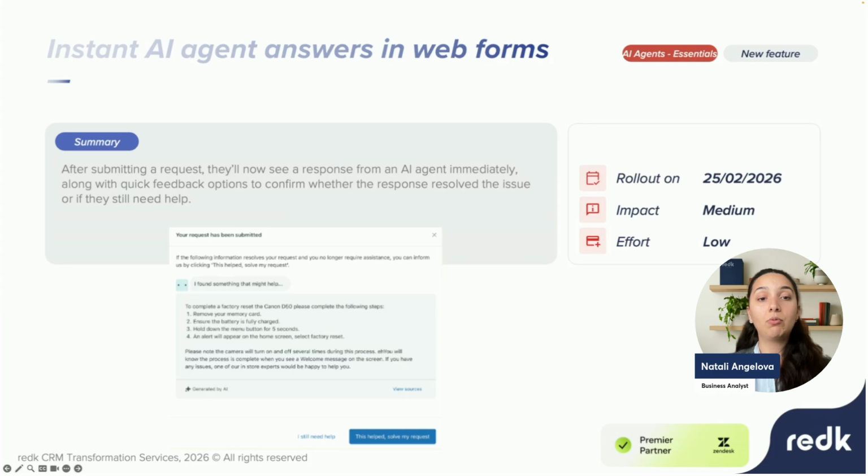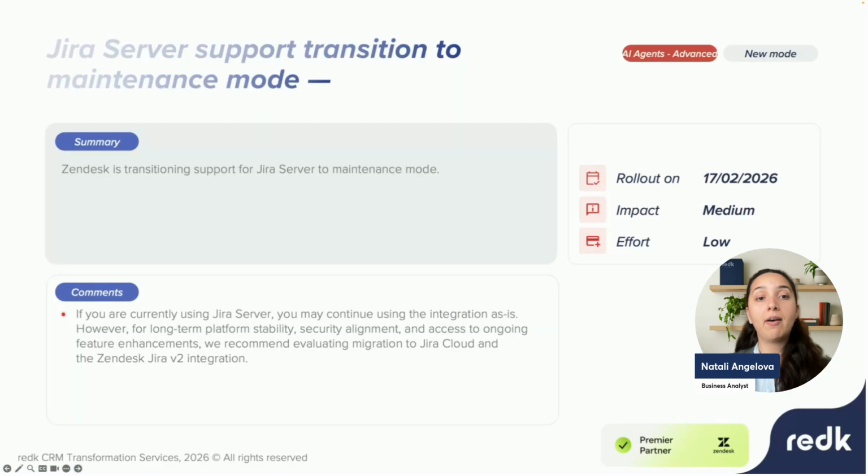And with this one, we are moving to development where we have the last announcement for this month. Jira Service Support transition to maintenance mode. Atlassian ended official support for Jira Server on February 15th, 2024. Since that date, Atlassian no longer provides security updates, bug fixes, or technical support for Jira Server.